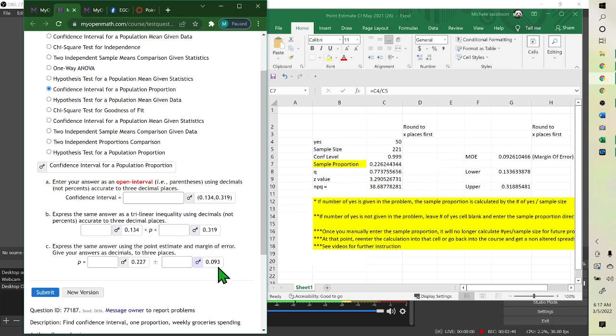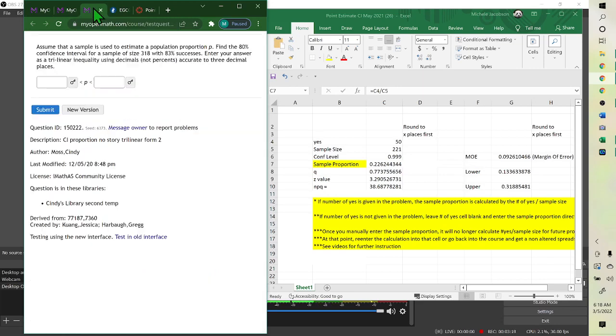To get the 0.093, you just take 0.319 minus 0.134 and divide by 2. So you're finding how much you're adding and subtracting in here. So it's just subtract these two and divide by 2. Then to get this value, you can take the 0.134 and add this, and you'll get your proportion.